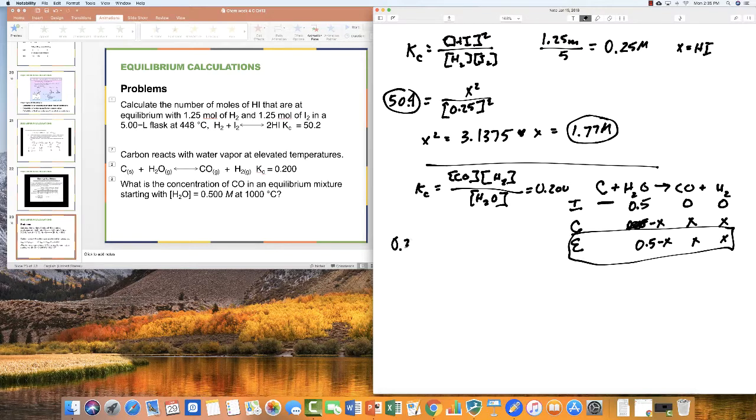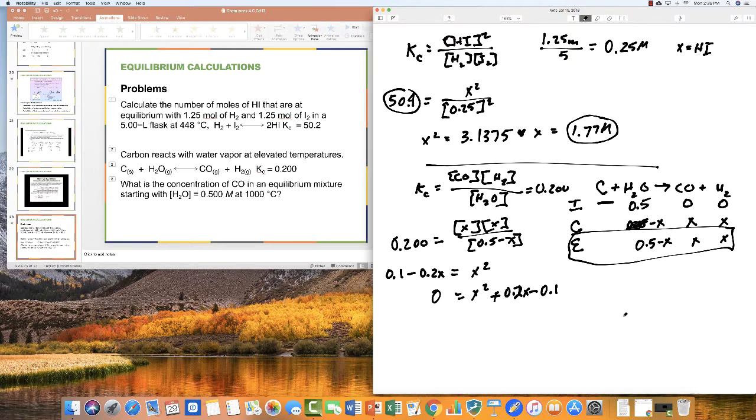So now 0.2 is going to equal X times X divided by 0.5 minus X. So that means you got 0.1 minus 0.2x is equal to x squared. So 0 equals x squared plus 0.2x minus 0.1.